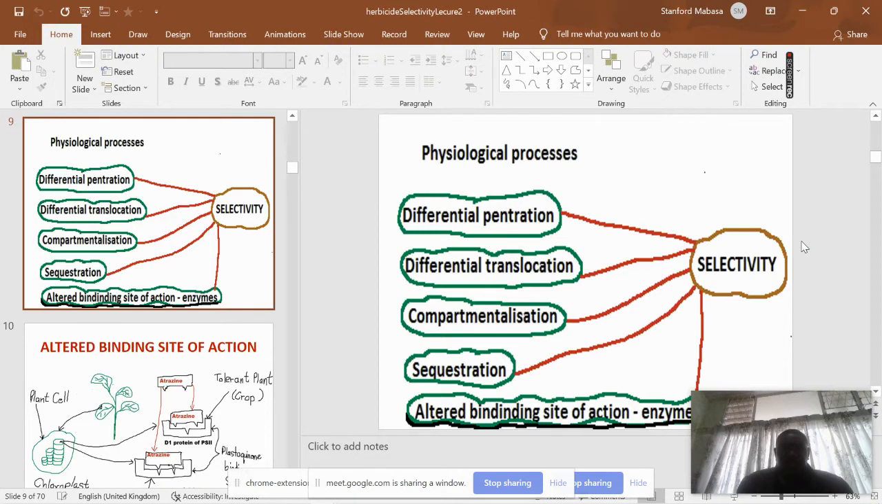Now, the other issue is the altered binding site of action. We are now going to talk about the union between some enzymes in the plants and the herbicide. Because when we apply the herbicide, if it is in the plant system, it's going to meet some enzymes, because this is a living system.